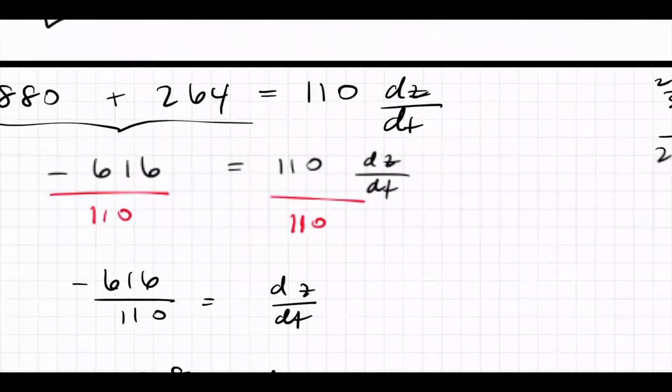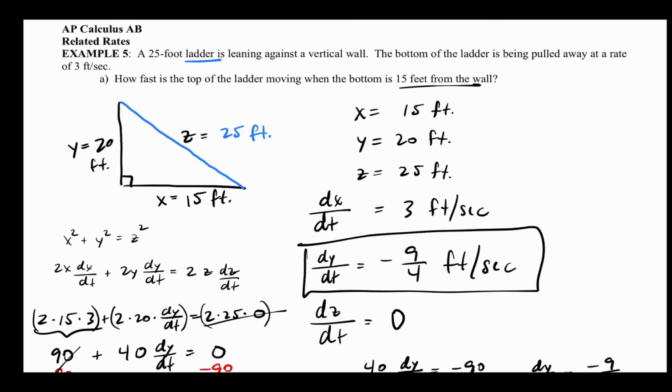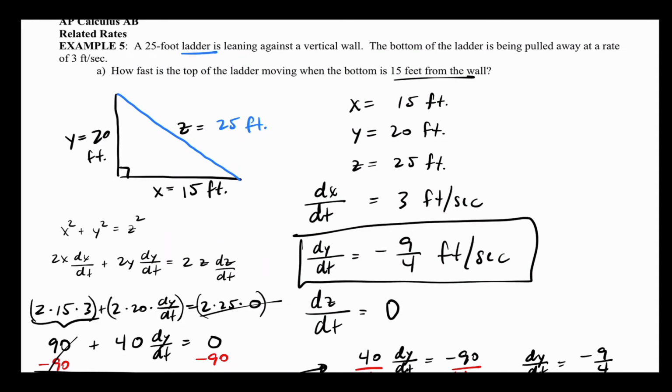So we left off yesterday with number 3. We did the first part. We did 3A, right? How fast is the top of the ladder moving down? We knew the top of the ladder was moving down because the bottom was being pulled out, right? Next question says, how fast is the area of the triangle formed by the wall, ground, and ladder changing when the bottom is 15 feet away from the wall?